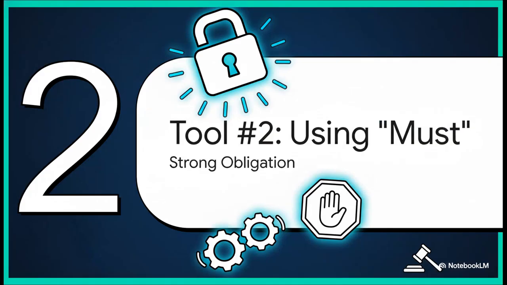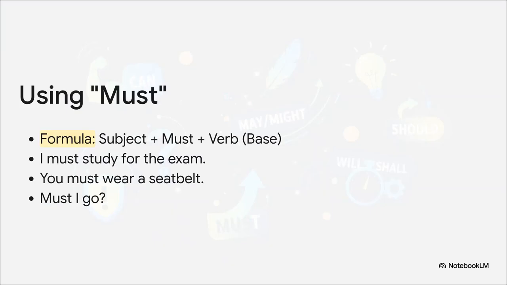All right, next tool in our Swiss Army knife, must. Now, if can is about what's possible, must is all about what's necessary. This is the one you pull out for strong obligations, for rules, basically for stuff that is absolutely not optional. And guess what? The structure is exactly the same. Easy. I must study for the exam. That's a personal obligation, you know? You have to do it. Or you must wear a seatbelt. That's a law, a rule. It's not a suggestion. And for a question, must I go? You can almost hear the person feeling like they're being forced to do something, can't you?